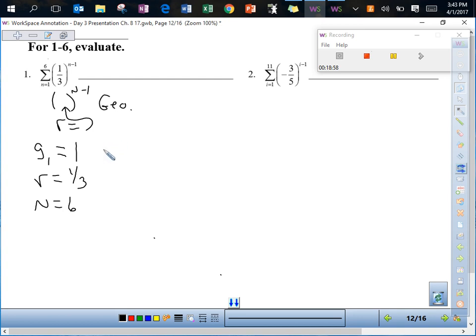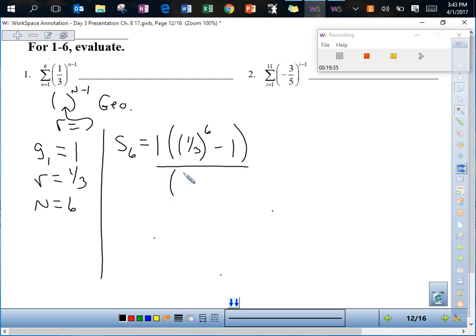But here's what it looks like now. I'm saying the sum of these 6 terms can be found by, I need G sub 1, which is 1, times my r value to the nth power. Put your r value in another set of parentheses. Always do that. So your r value in a set of parentheses to the 6th power minus 1 over parenthesis my r value minus 1.